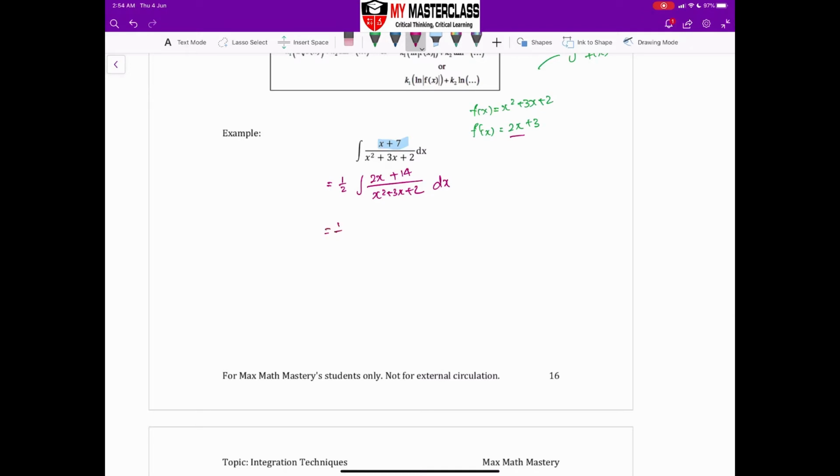So from here, the half remains outside. I'm not going to touch it yet. I'm going to split the numerator such that I have 2x plus 3 over x squared plus 3x plus 2. Then the remaining 11, I'm going to put it on the other side. So it splits up the integral into something like that. Same thing, for this one I can then use my integral of f prime x over f x, which is the ln formula. This one of course will go and complete the square.